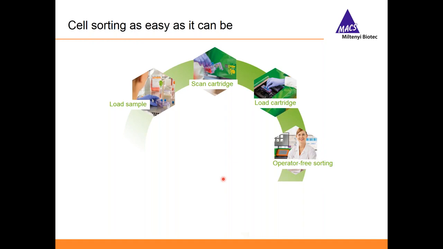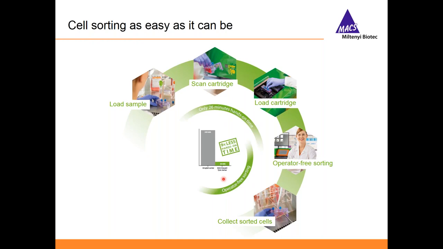So you do not need to sit in front of the device and check, for example, the drop delay, if everything works out nicely. You can simply walk away, come back after your cells are sorted, and then in the end collect your sorted cells of interest. And if you now sum up all the real hands-on time you have at the MACSQuant Tyto, and compare it to droplet sorters, you find that you really have 9 times less hands-on time on the MACSQuant Tyto compared to conventional droplet sorters, which are only 26 minutes.